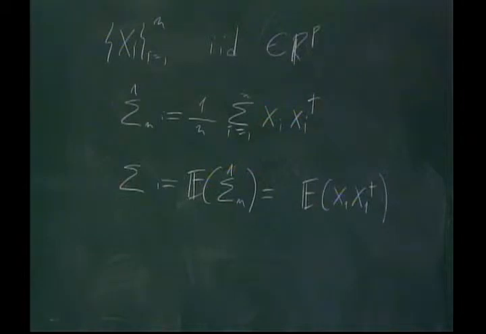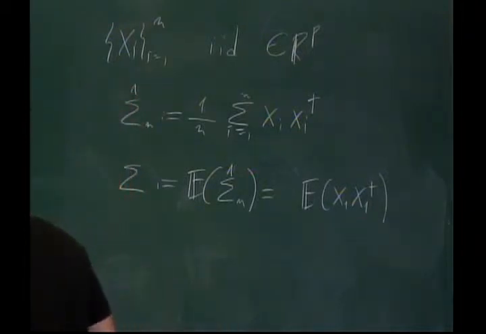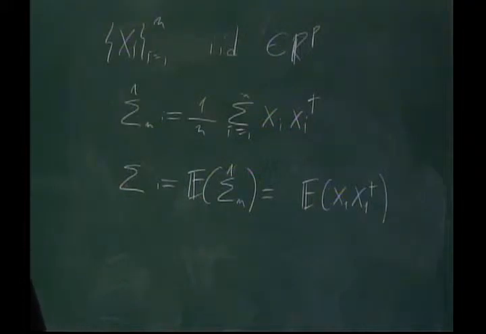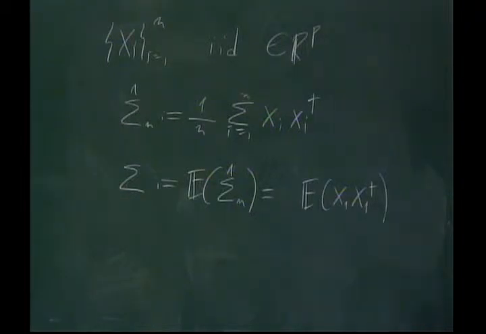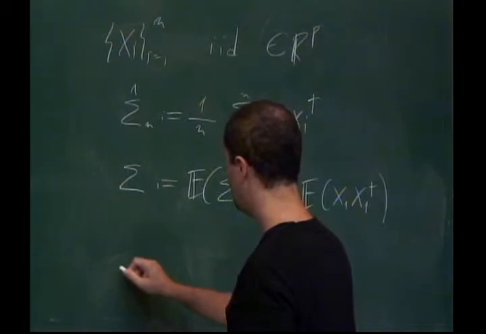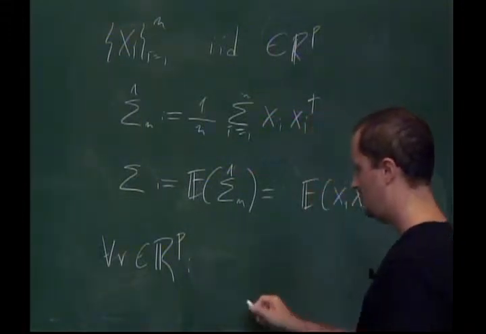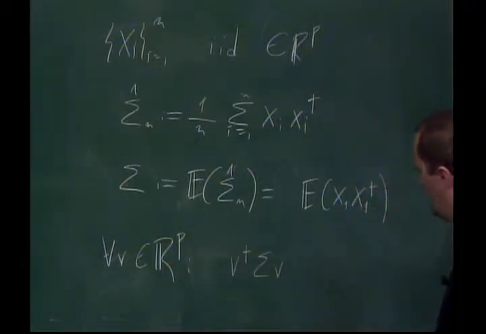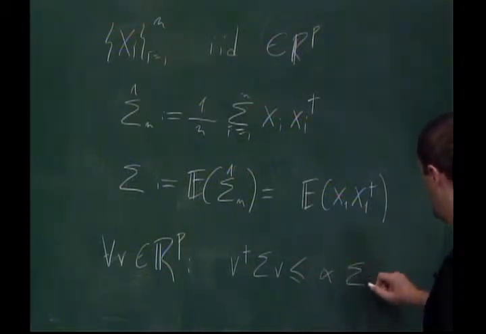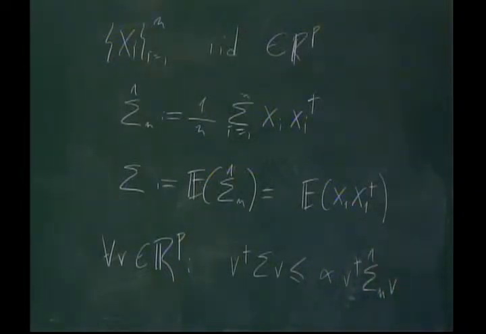And yesterday we looked at this least squares problem, where we showed that if you knew something about this matrix, then you could have a very nice bound on how well least squares does. And what is it that we needed to know? We needed to prove something that said, for all v belonging to R^p, that v^T Sigma v is less than alpha times v^T Sigma-hat v, for some alpha greater than 1.